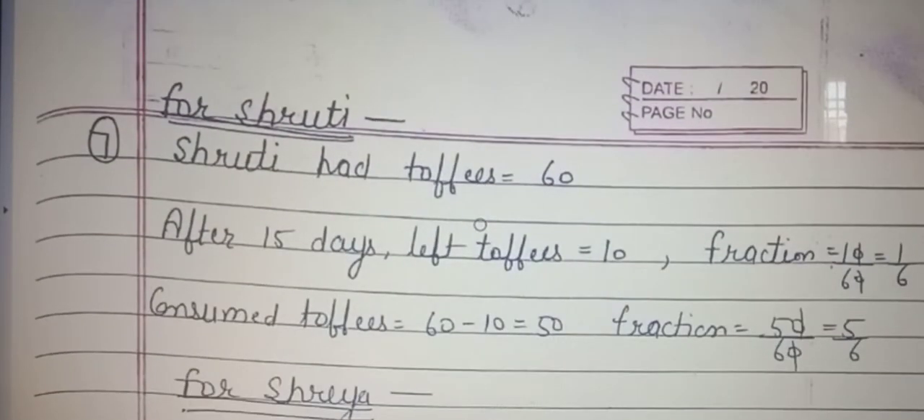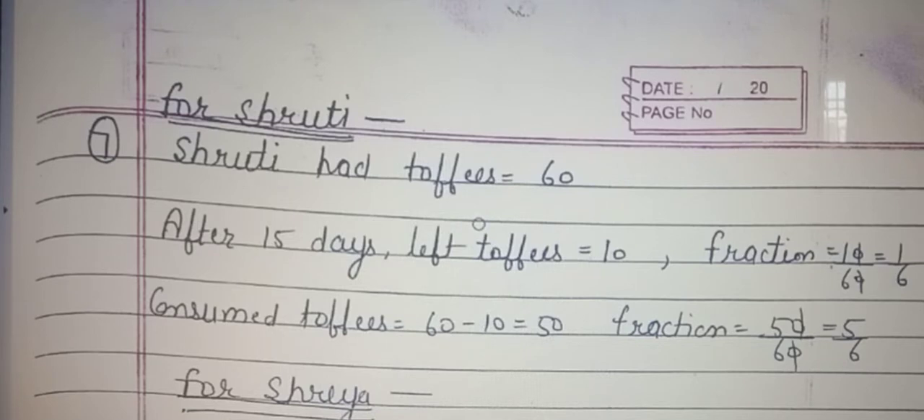Now question 7 is: Shruti had 60 toffees, Shreya had 96 toffees, Ronit had 72 toffees. After 15 days, Shruti was left with 10 toffees, Shreya was left with 16 toffees, and Ronit was left with 12 toffees. What fraction of toffees did each have after 15 days?